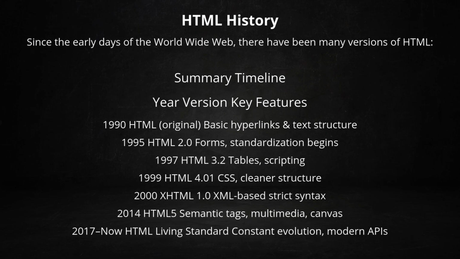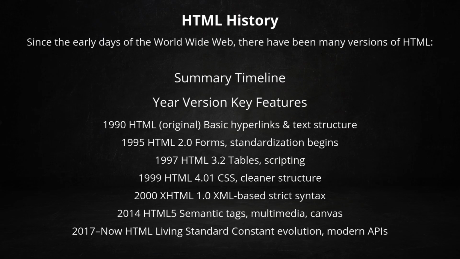HTML history. Since the early days of the World Wide Web, there have been many versions of HTML. Summary timeline. Year, version, key features: 1990, HTML original, basic hyperlinks and text structure. 1995, HTML 2.0, forms, standardization begins. 1997, HTML 3.2, tables, scripting.